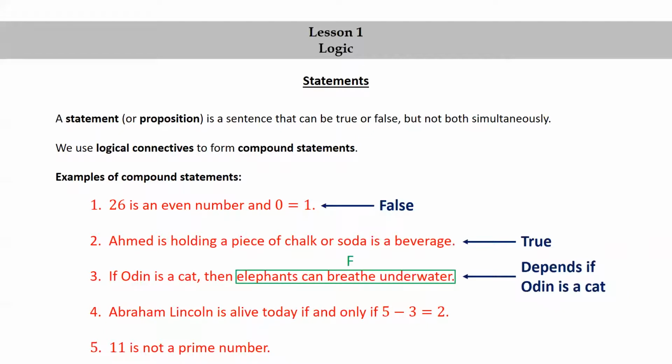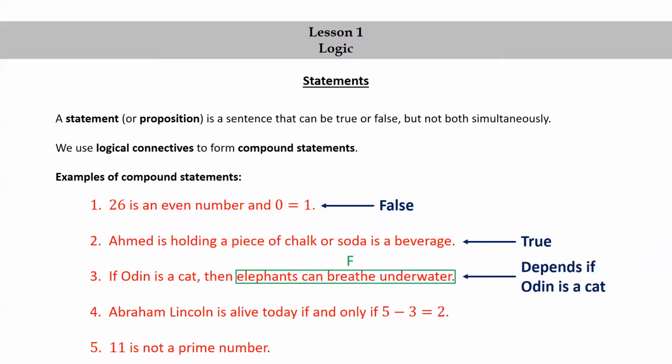The truth value of this compound statement, if Odin is a cat, then elephants can breathe underwater, depends on whether Odin is a cat. If Odin is a cat is true, then the compound statement is false, because if true then false is always false. If Odin is a cat is false, then the compound statement is true, because if false then false is always true. Don't worry too much if this confuses you right now. We'll be talking about the logical connective if then in greater detail a bit later. Again, this is just a preview.